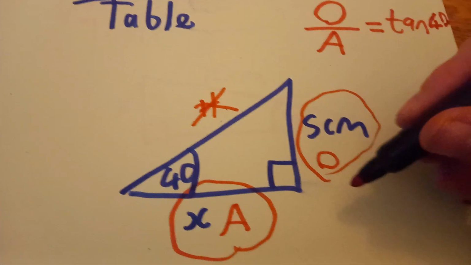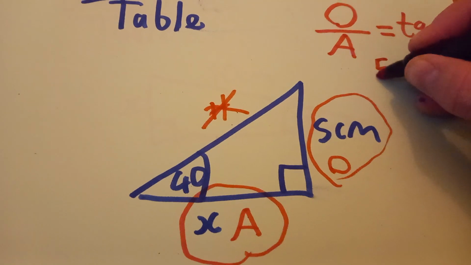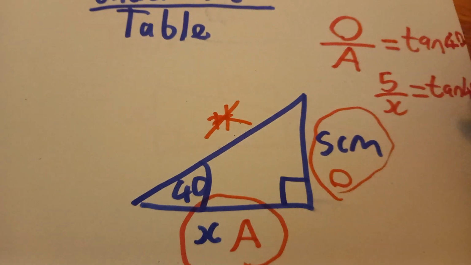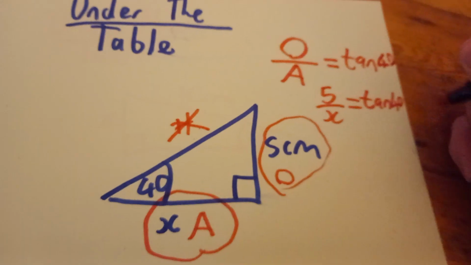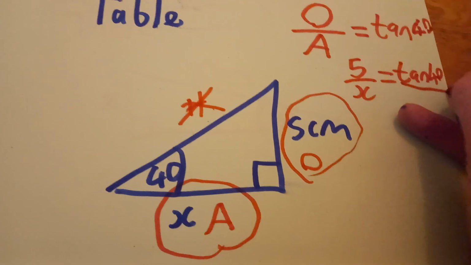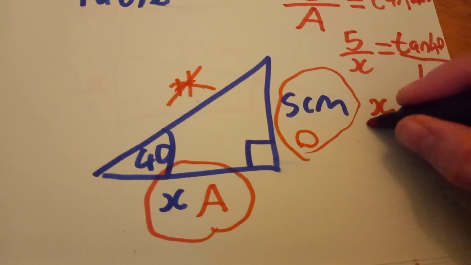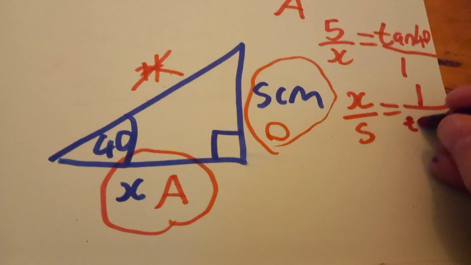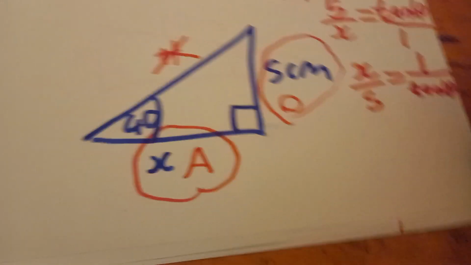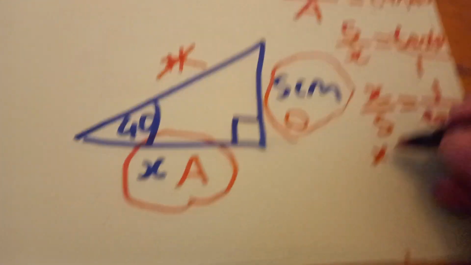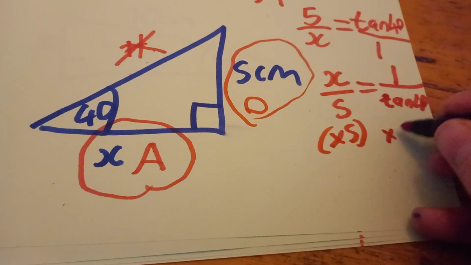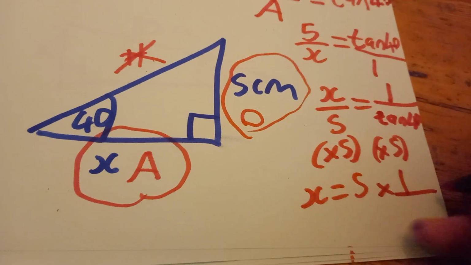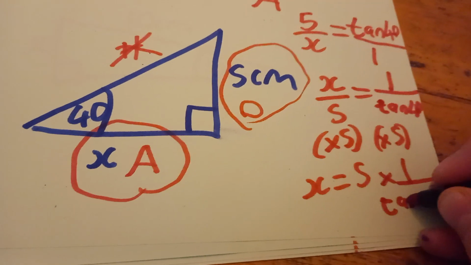Then let's continue. Let's do the substitution. So we got 5 on top, x underneath equals tan 40. Again, we've got the same problem. We've got the x on the bottom, so we're going to put 1 over it. Then we're going to flip these the other way around. X is 1 over tan 40. Then we're going to times both sides by 5, like we've done before. Times by 5, times by 5. X equals 5 times 1 over tan 40.